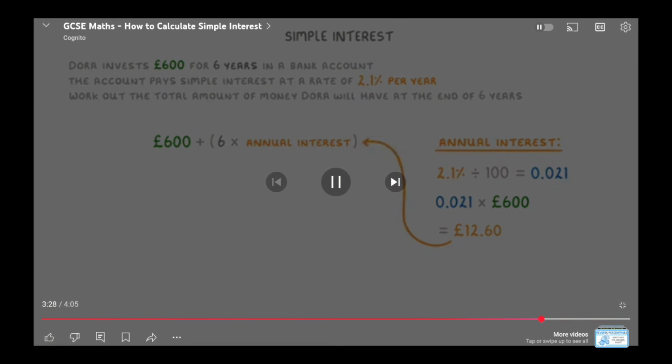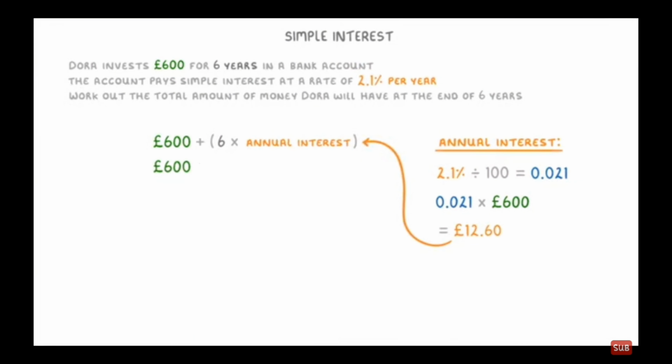Then if we substitute this into our equation, we get £600 plus 6 times £12.60. And so if we simplify that, that gives us £600 plus £75.60, and so a total of £675.60.